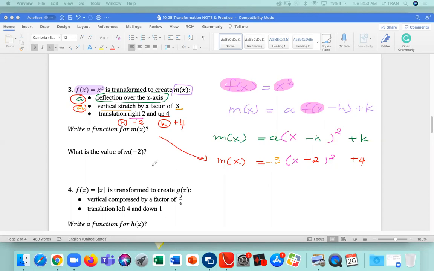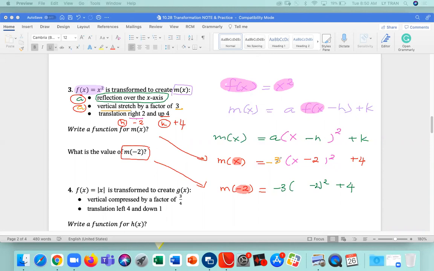Then the question pushed a little bit more. They asked, what is the value of m of -2? So as you can look at this, it's exactly the same, right? But the only difference is x. X is no longer x, it's -2 now. So what can we do? It's no longer x, so instead of looking at x, I'm just going to put -2 to replace x. But let me write that entire equation first.